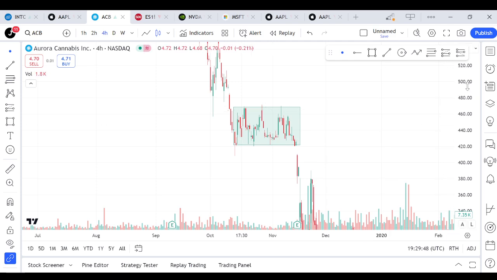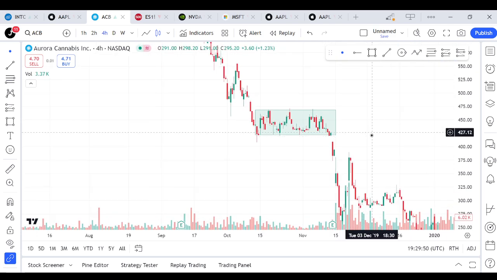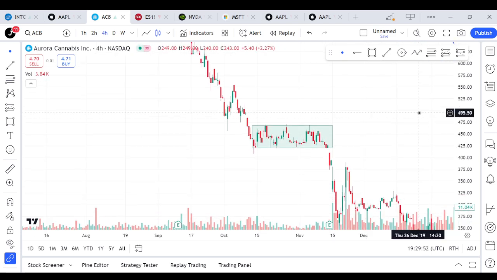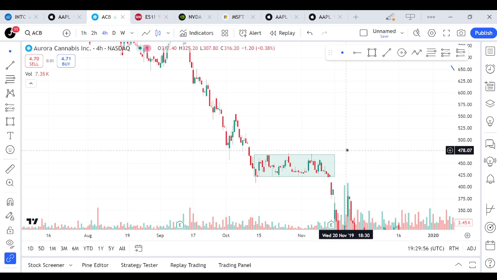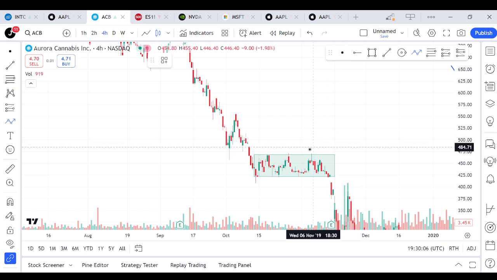We have one right here. So remember the characteristics. We should be in a clear downtrend, which is the first one, and you can see we are in a clear downtrend here. Second, we should look for at least two distinct touches at both the upper and lower boundaries.